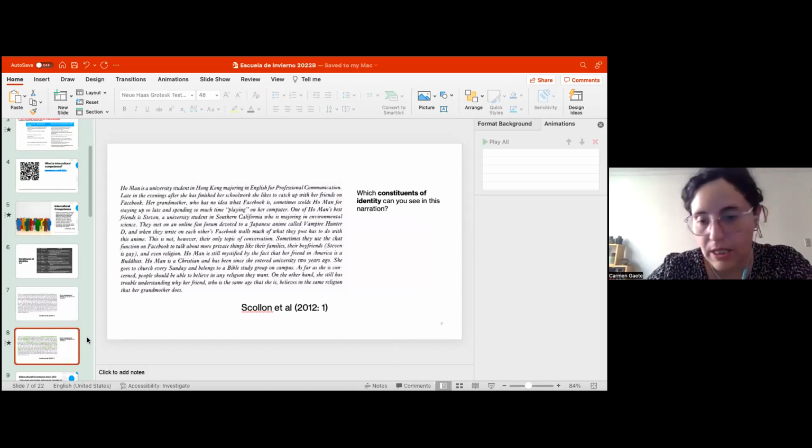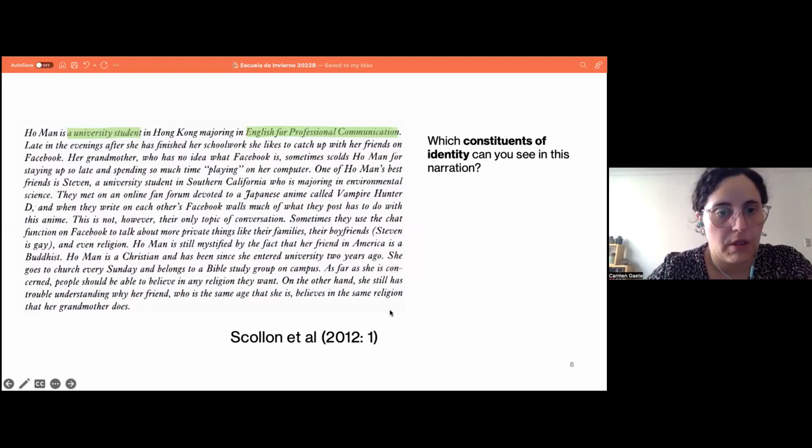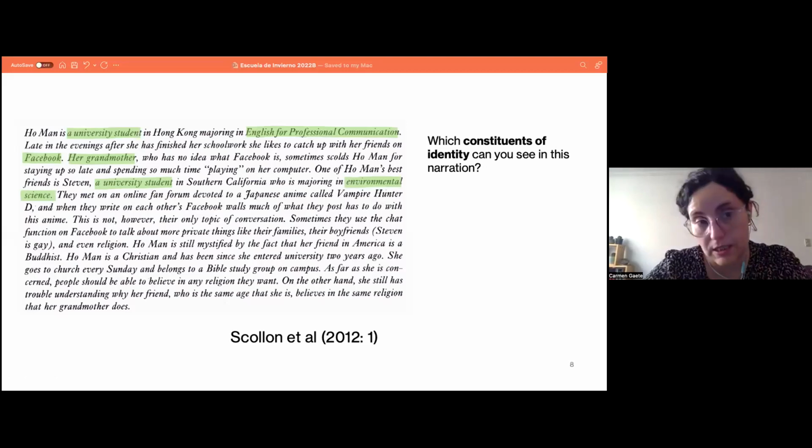So let's go back to the text. So we were at her grandmother, we were talking about university students. We already had that. And we have environmental sciences as well, right? That is the counterpart. We're talking about Stephen as well. So we could say that Stephen and Homan share not only the love for Japanese anime, but also their institutional and temporal identity, that of being a university student, albeit at a different institution, of course. Yes, we're talking about different universities.